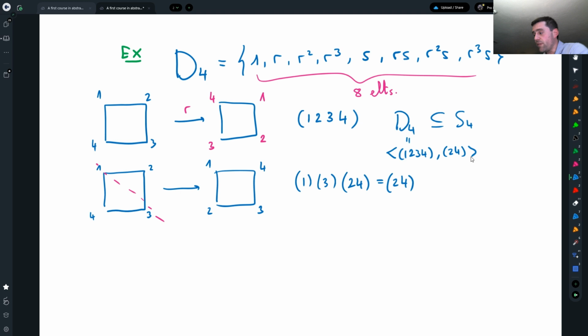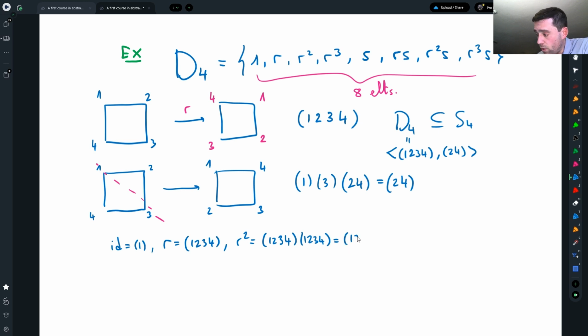So I can actually write every single element of D4 in this way. So the identity is the trivial cycle. What is R? It is 1, 2, 3, 4. And I can compute R squared by doing it twice. So it's 1, 2, 3, 4 composed with 1, 2, 3, 4. I can multiply and see that 1 goes to 2, 2 goes to 3, so 1 goes to 3. 3 goes to 4, and 4 goes to 1, so this cycle closes, and then 2 goes to 3, and 3 goes to 4, so 2 goes to 4, and 4 goes to 2.